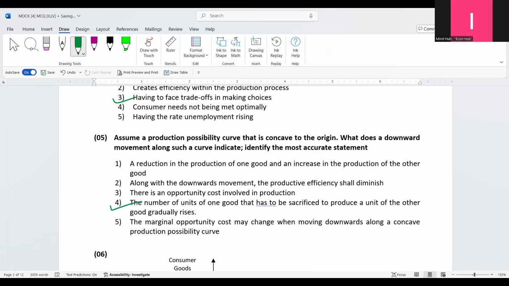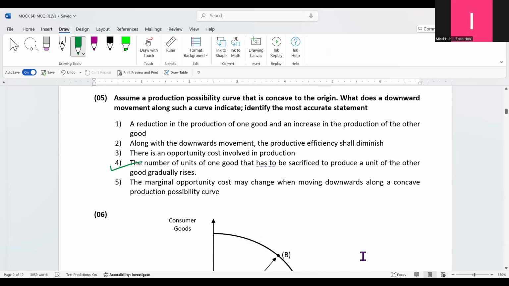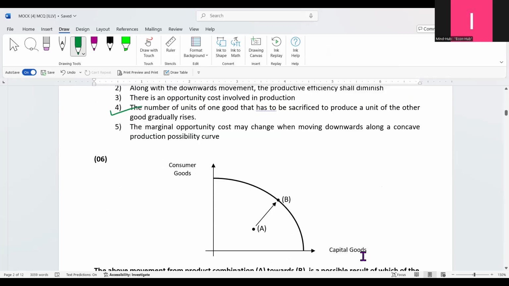The marginal opportunity cost may change when moving downwards along the concave production possibility curve. Yes, marginal opportunity cost changes, but it increases. That is not there. It only talks about a change. A change could be an increase or a decrease. Correct answer, question 5, number 4.